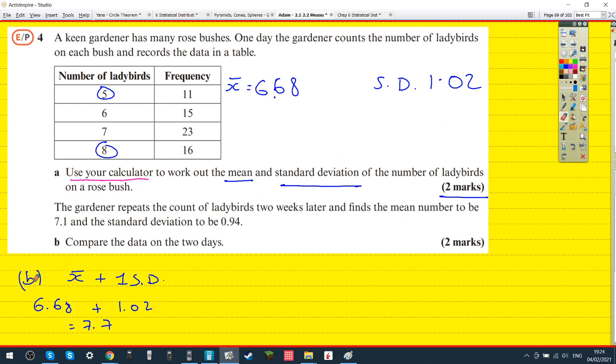And so how many bushes had more than that? Table. How many bushes had more than 7.7 ladybirds? 1 category. How many bushes? 8 bushes. Yes. Let's see. How many bushes had 1 standard deviation less than the mean? 11. Correct. There you go.